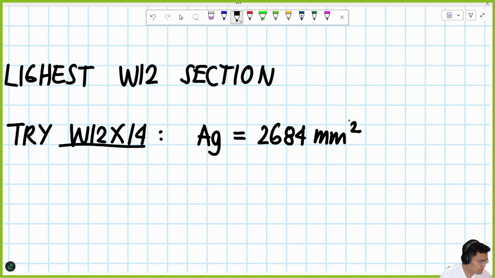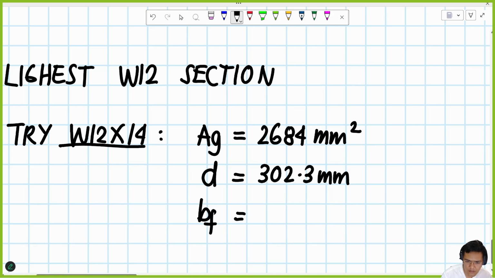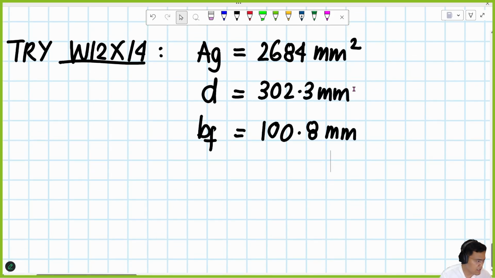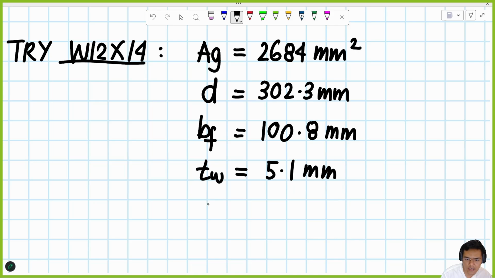Thank you. Next parameter is yung depth. 302.3 millimeter. Okay. Similarly, yung width of flange B sub F, 100.8. Yung ating thickness ng web, 5.1 millimeter. And lastly, yung ating thickness ng flange, 5.7 millimeter. Okay, now we already have the dimensions.